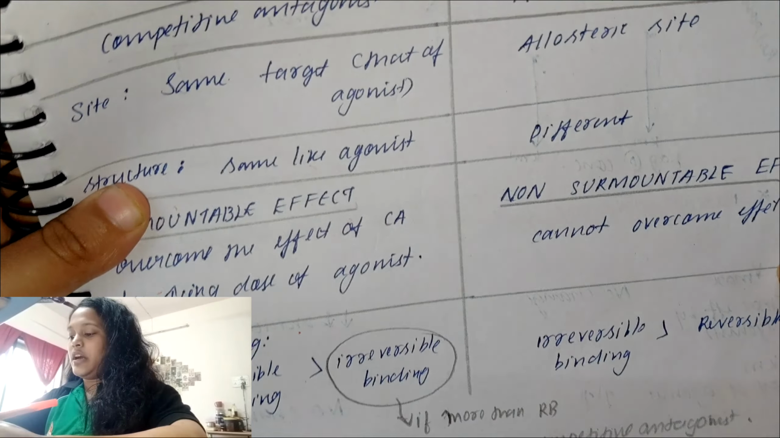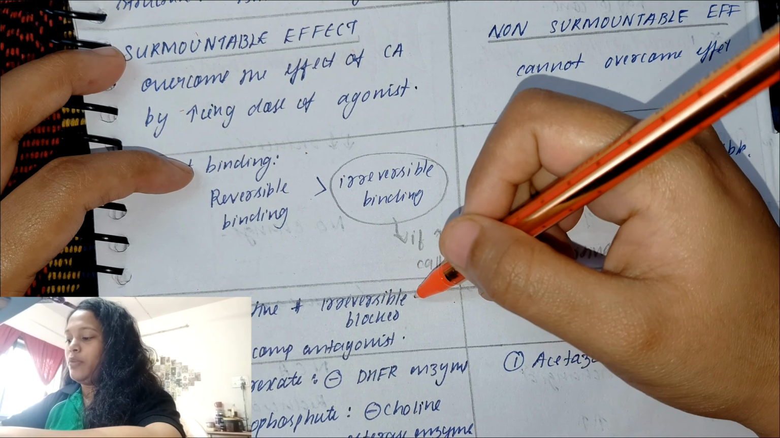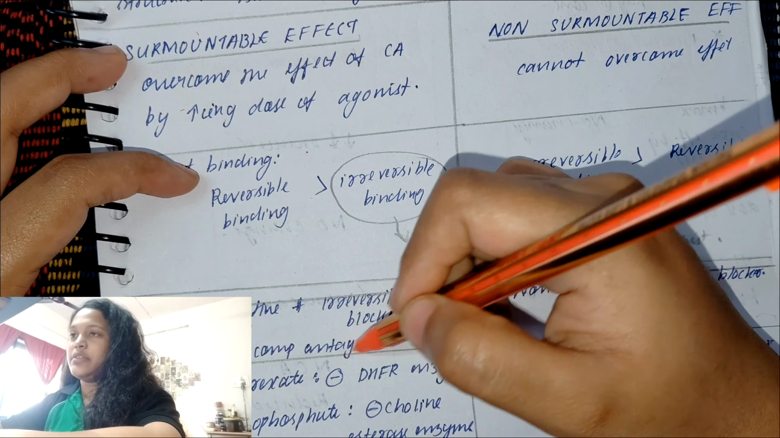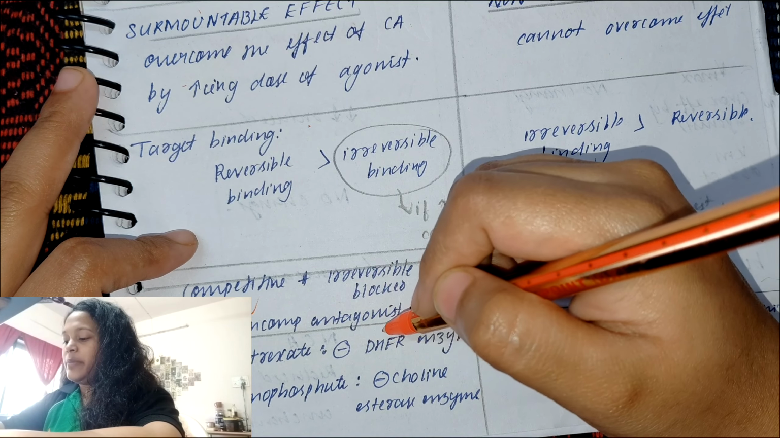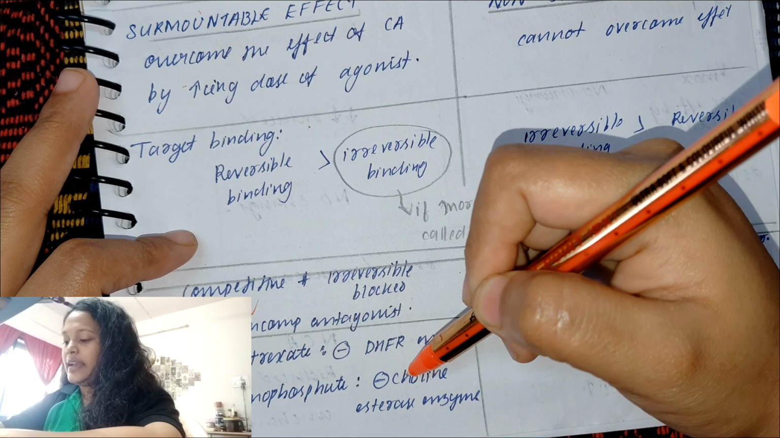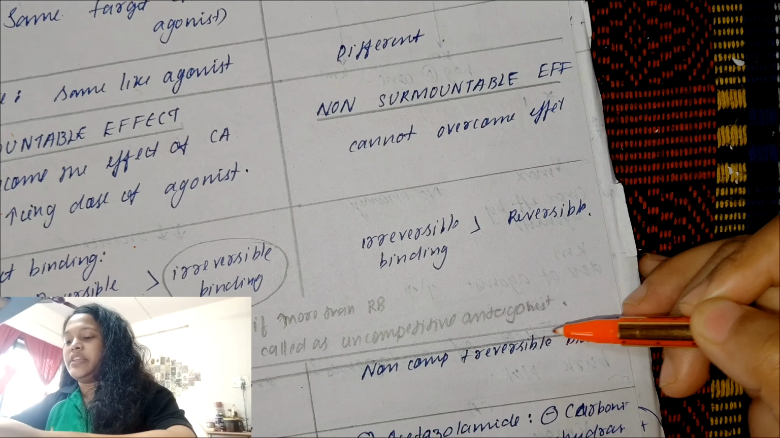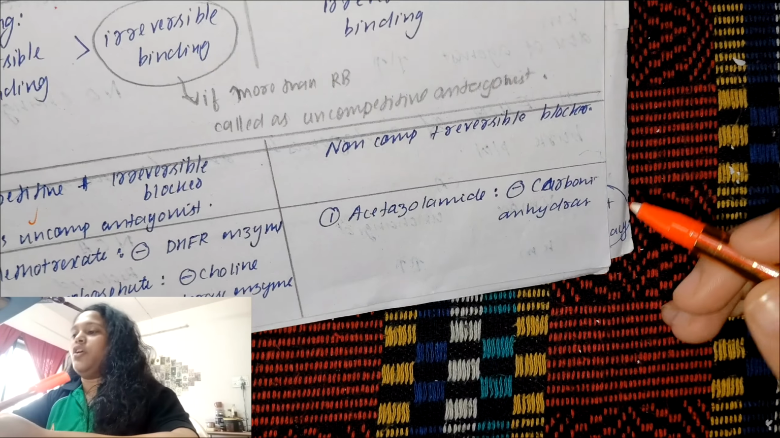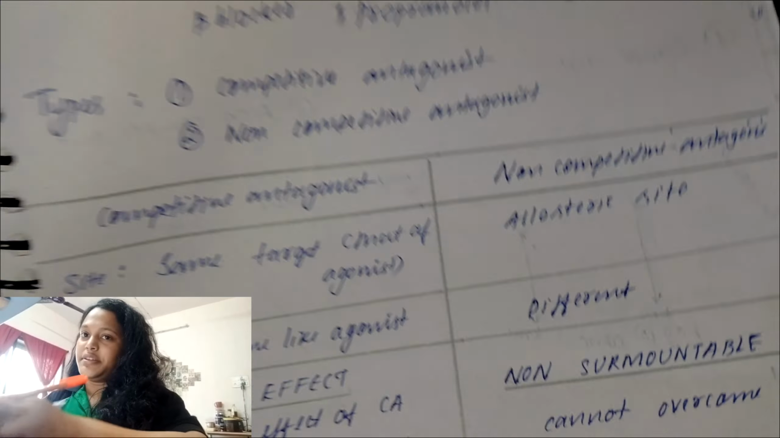Okay. Now there is competitive plus irreversible blocker. It will be known as uncompetitive antagonist. This is just for knowledge: methotrexate will inhibit the DHFR enzyme, and organophosphate will inhibit the cholinesterase enzyme. And for the other combination, non-competitive plus reversible blocker, acetazolamide will inhibit carbonic anhydrase.